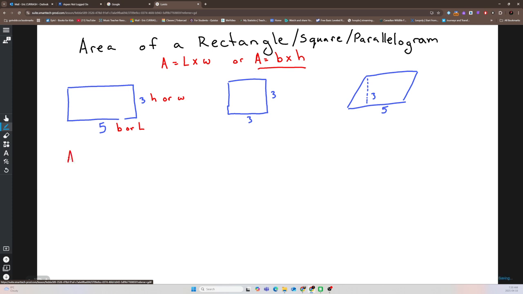So we will write out our formula first. Area equals base times the height. And then we're going to input our information in the place of those letters. So 5 for the B, or for the base. We're going to multiply that by 3 for the height, or the width. We'll do that calculation real quick. 5 times 3. And that gives us 15 units squared.